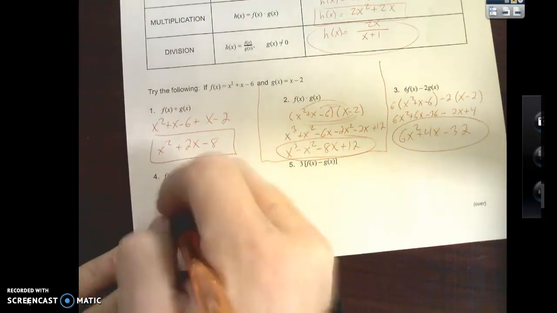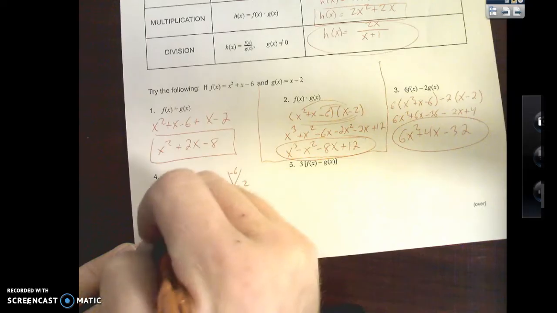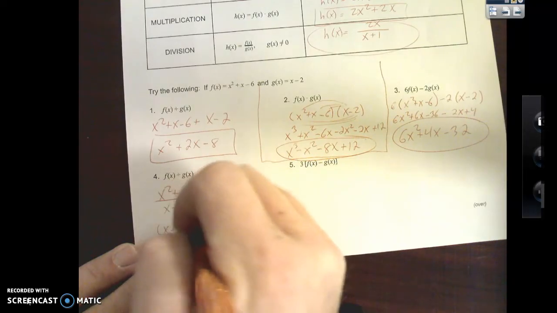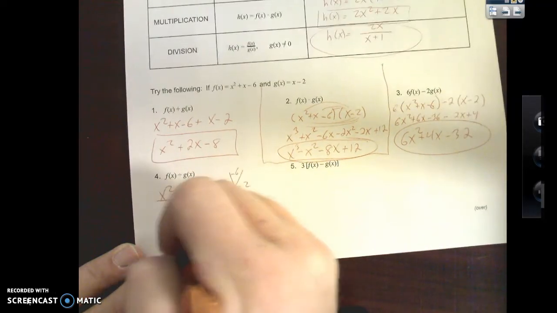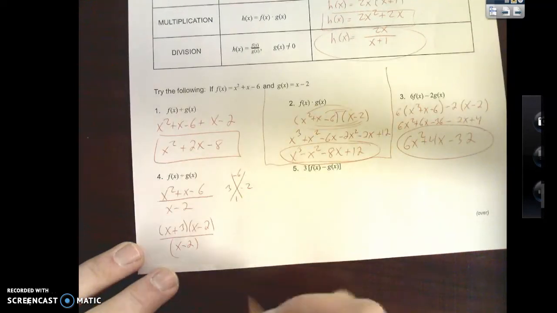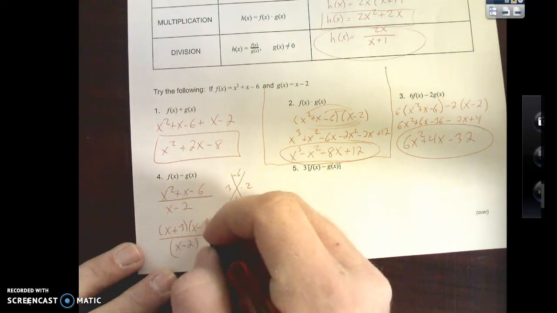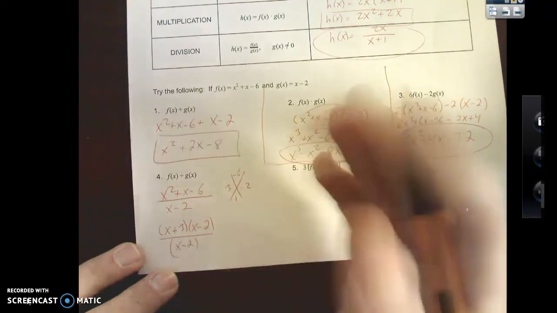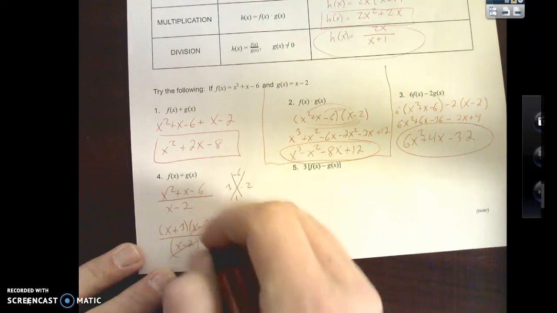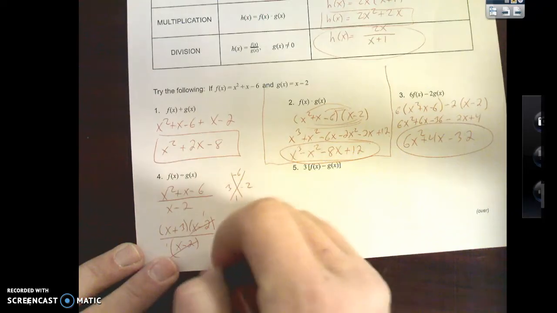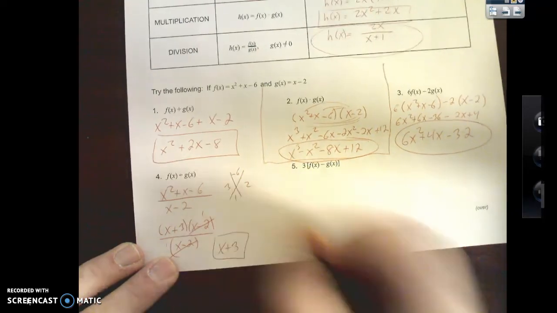So on top, that x squared plus x minus 6 turns into (x plus 3)(x minus 2), divided by x minus 2. Now why is that important? Do you notice anything on top and on bottom that's similar? Well, yes, I have an x minus 2 on top and bottom. So kind of think of it like if this was 5 and this is 5, 5 divided by 5 is 1. So these turn into 1 and 1, so my final answer is just x plus 3.